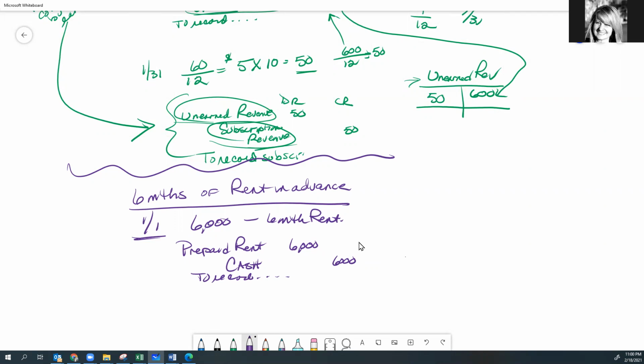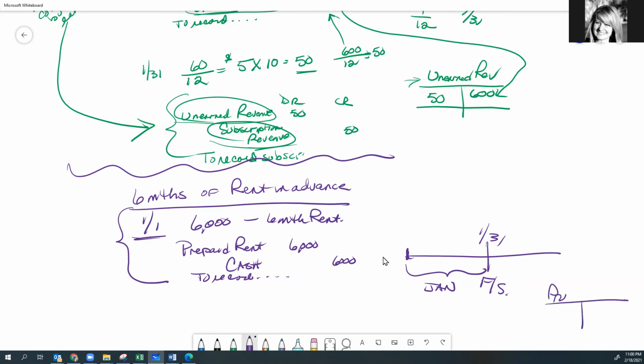But now, once again, here we are. It's January 31st, and we need to prepare financial statements. The question is, do we have all of our revenues and expenses for January recorded? Well, we haven't recorded an adjustment for this rent, because we paid that on January 1, but it's not all prepaid any longer. So we have this prepaid rent. It's an asset account, and it has a balance in it of $6,000.